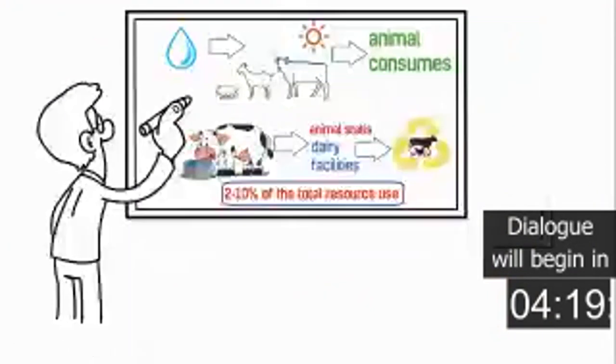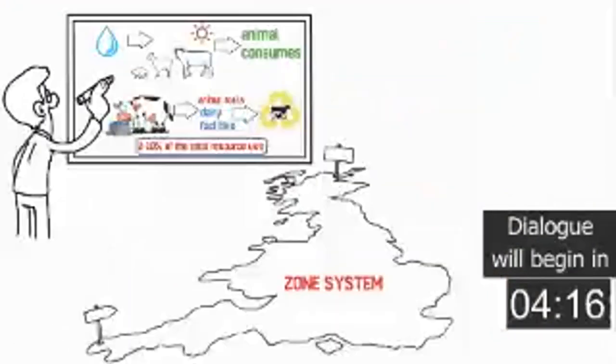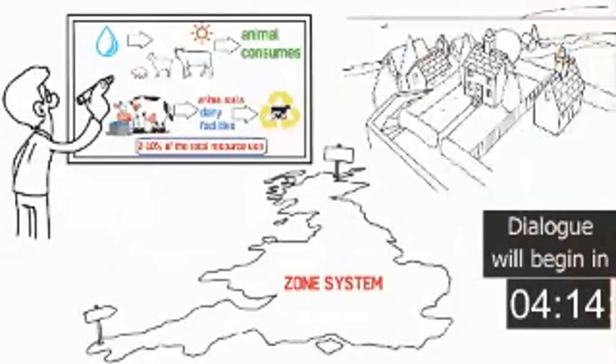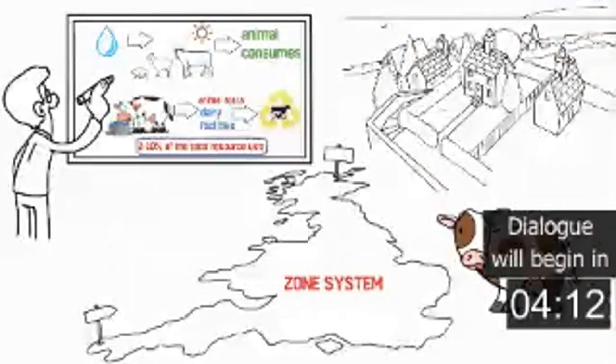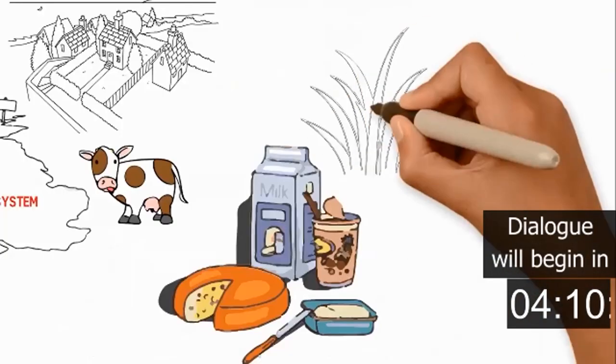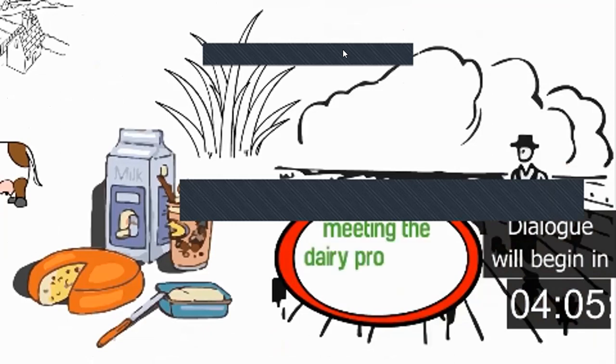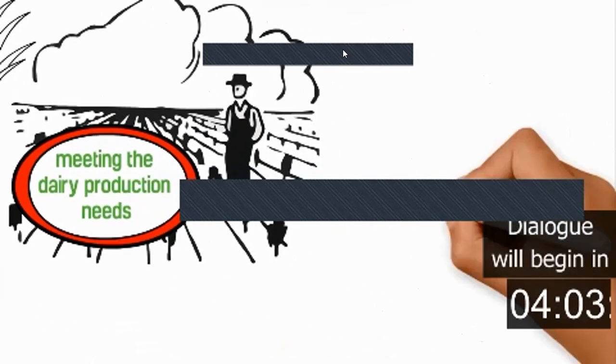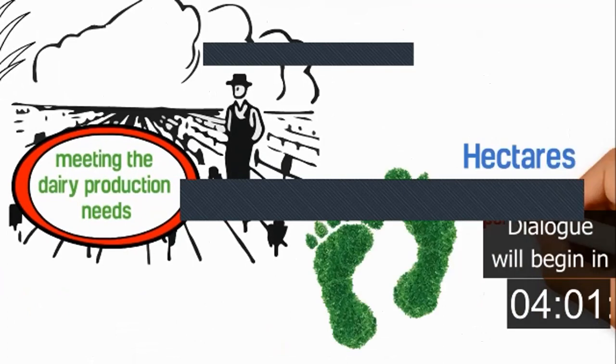Land use within a zone system is estimated based on the land used for domestic production of the feed consumed by the cow. For dairy production, focus is mainly on grassland or cropland used, as these two land types are essential in meeting the dairy production needs. Land footprint is measured in hectares of land used per ton of milk produced.